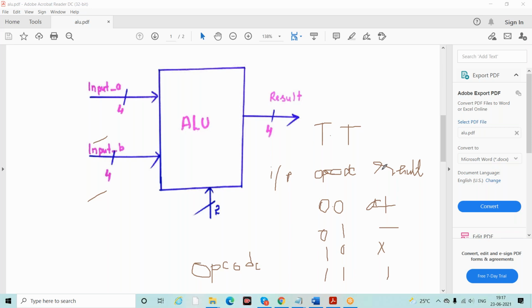Why is it 2-bit? See, there are 4 combinations in total: 0 0, 0 1, 1 0, 1 1. The input data size can be whatever it may be, so according to that, you can take whatever size depending on the specification. If you are developing any project, you can declare it any size. Okay.